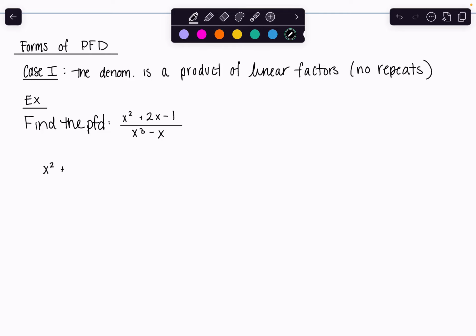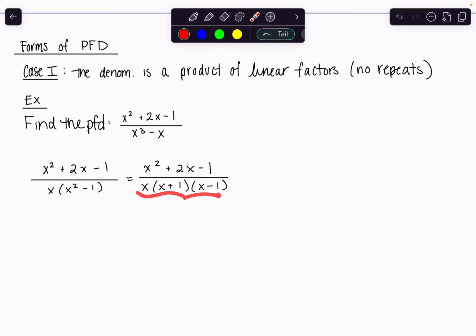So first, I need to figure out what factors are in the bottom, so I have to factor it completely. Well, I can take out an x, and that leaves me with x squared minus 1. And then that I can factor further. We have x, x plus 1, and x minus 1. So ultimately here we have 3 different factors in the bottom. So that's going to equate in our decomposition to 3 fractions in the decomposition.